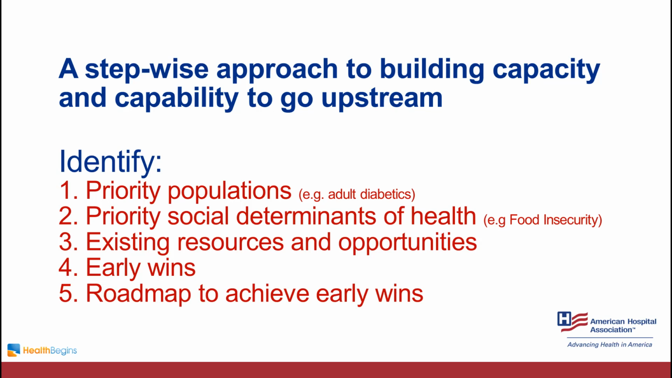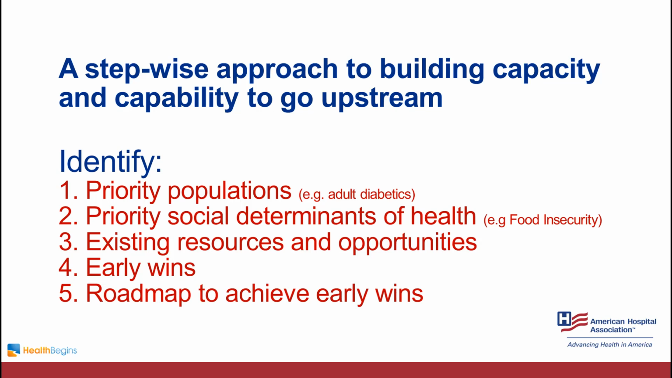The stepwise approach that we recommend at HealthBegins is really 5 steps. It starts first by really getting specific and talking about our priority populations. Who are we talking about when we talk about social determinants of health, when we talk about issues like food insecurity or housing insecurity, transportation barriers, social isolation? It oftentimes is helpful to actually hone in on the specific patient population that is a priority for us in our institutions.